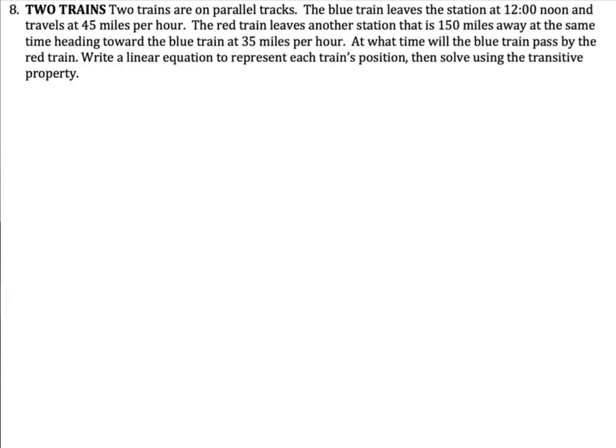Now, number 8 is a 2 trains problem. This is just your classic problem. You've got the 2 trains that are going towards each other. You're going to want to create a slope-intercept equation for the blue train and an equation for the red train. Look for the point where they cross. The point where they cross is when they will pass each other.